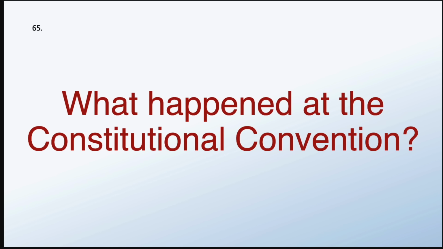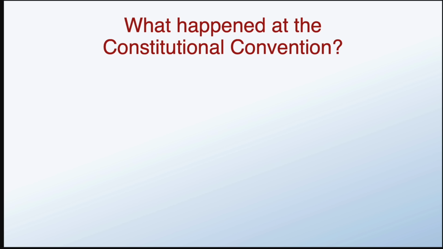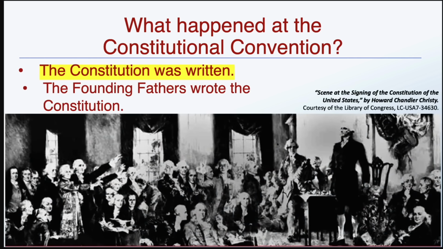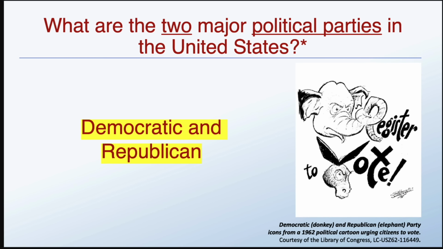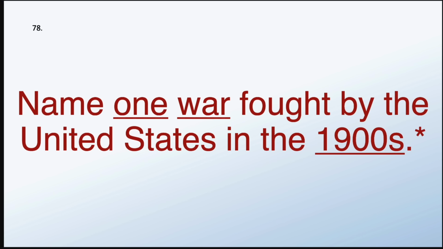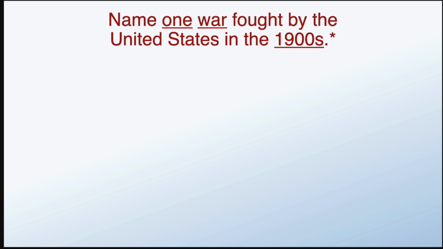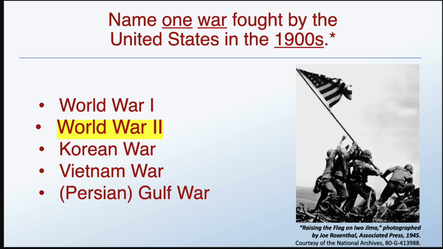What happened at the Constitutional Convention? The Constitution was written. What are the two major political parties in the United States? Democratic and Republican. Name one war fought by the United States in the 1900s. World War II.